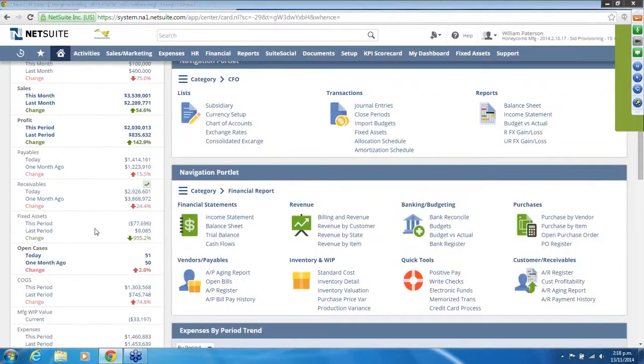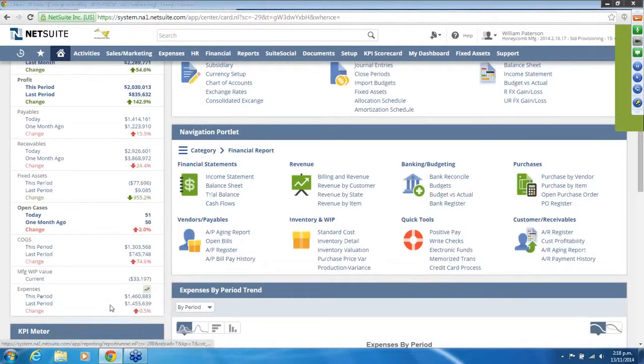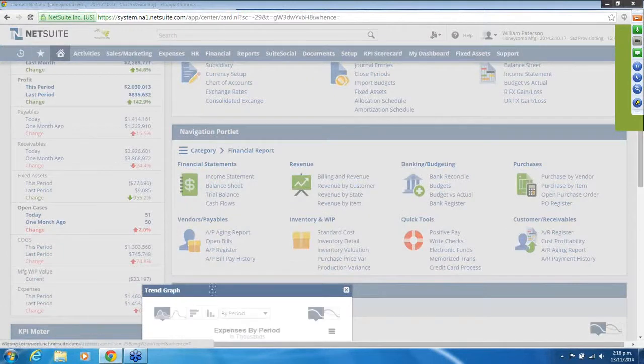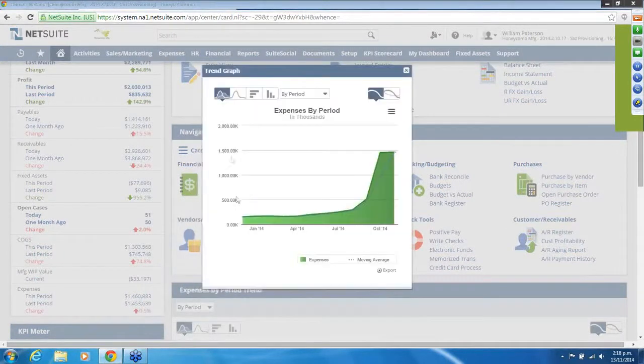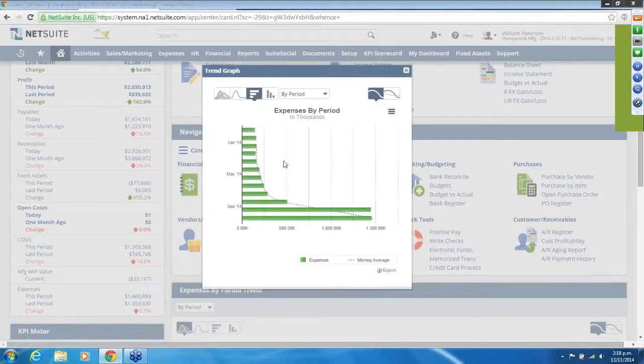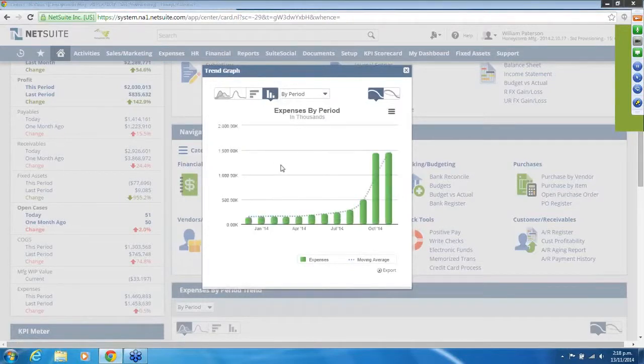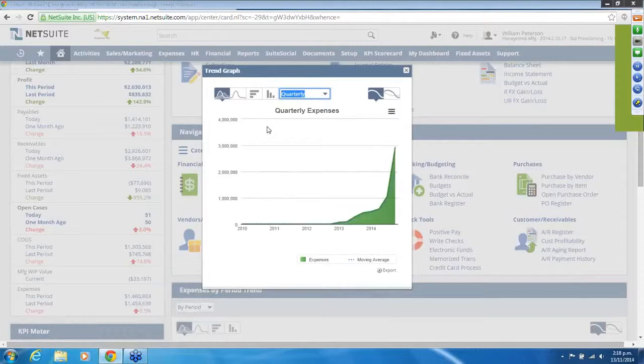I can see whether or not profit is increasing, whether or not sales are increasing. But interestingly, as I continue down, I can also see where expenses are sitting in comparison to last month. Is there an increase in expense? And again, if I wish to represent that graphically, I can start to track expenses over time, and if I wanted to, across our financial quarters as well.